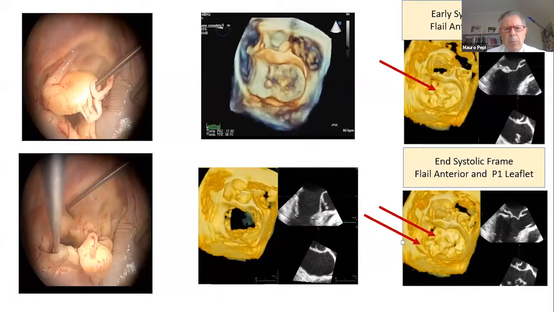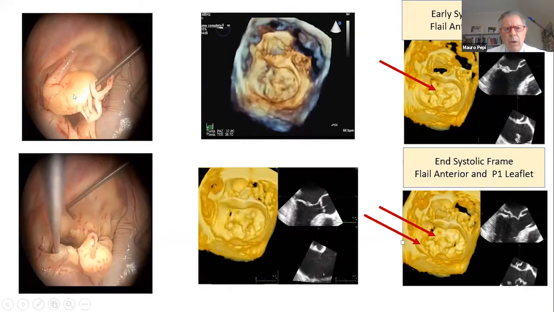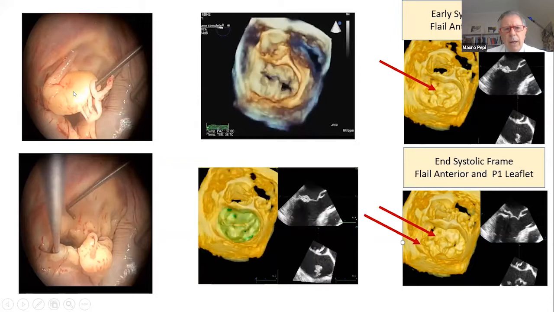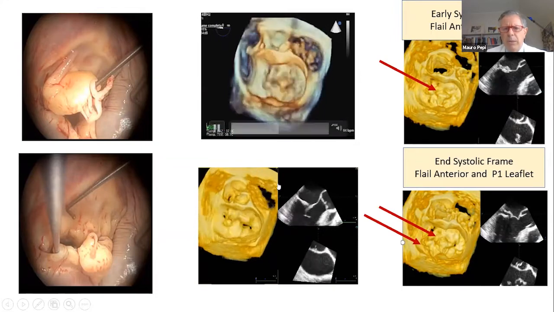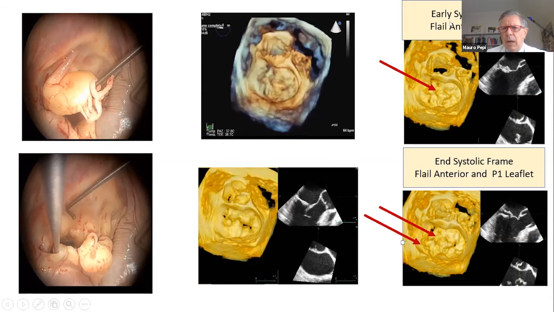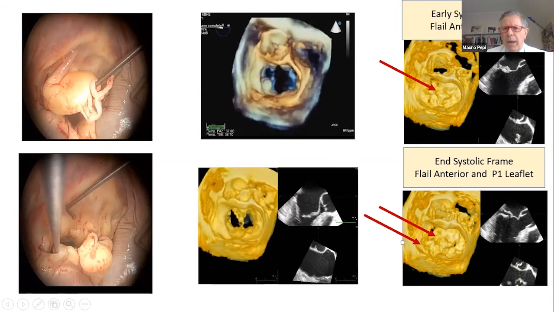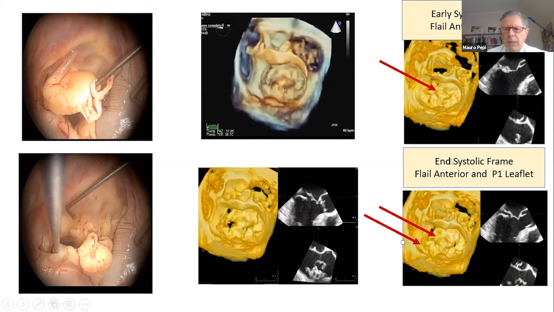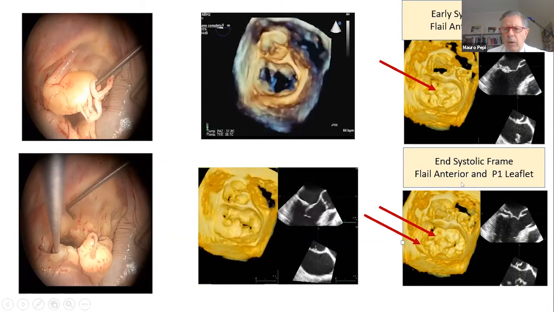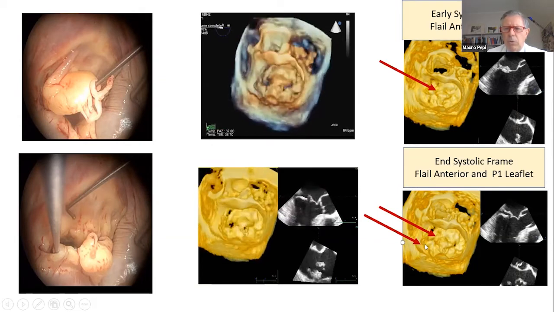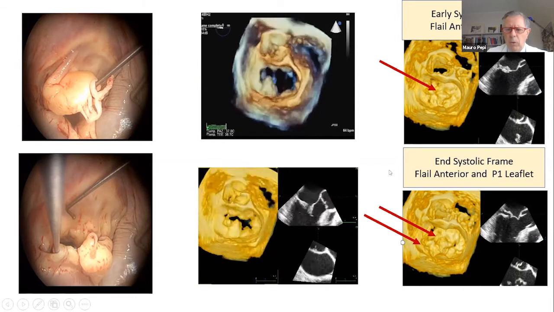And just an example, this is a very, very important flail of the A2 and P2, and you may see that the early systolic frame shows the flail of the anterior leaflet, while later on in the end systolic frame we have not only the flail of the anterior, but also the flail of P1.